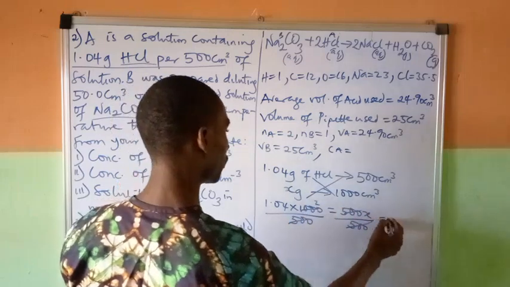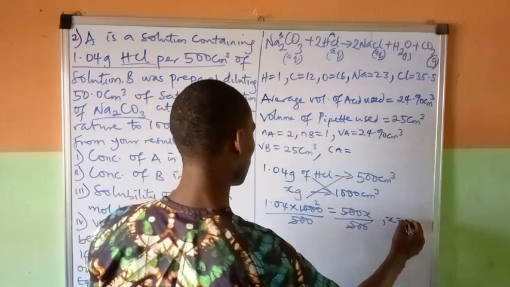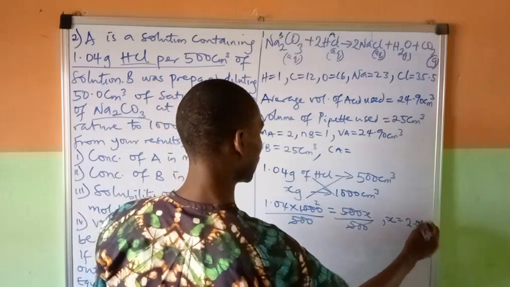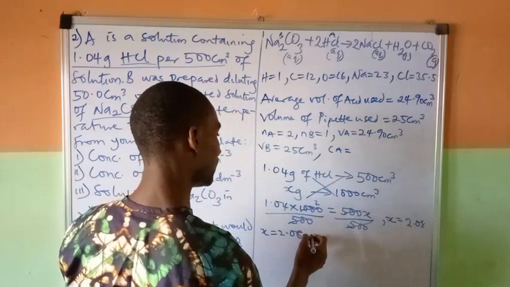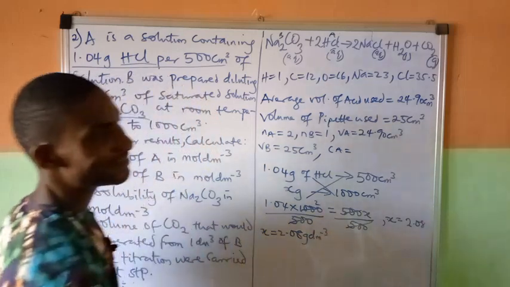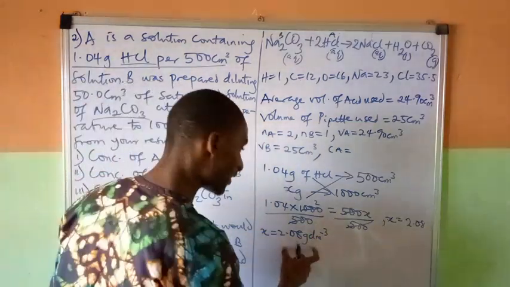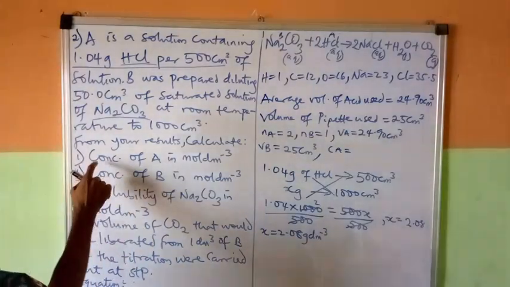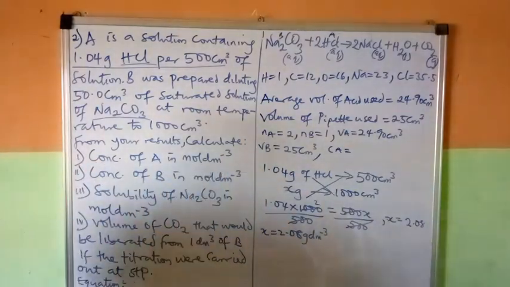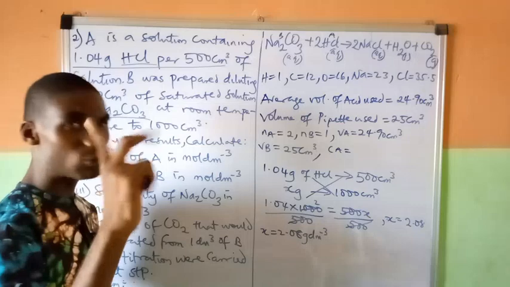I'm going to have 2, so my x is 2 multiplied by 1.04. That will be 2.08, so x is 2.08 gram per dm3. That is the mass concentration of this acid. But I cannot use this mass concentration for my calculation, and that's why the first question says calculate the concentration of A in mole per dm3. So I have to convert this to mole per dm3 using equation 3.